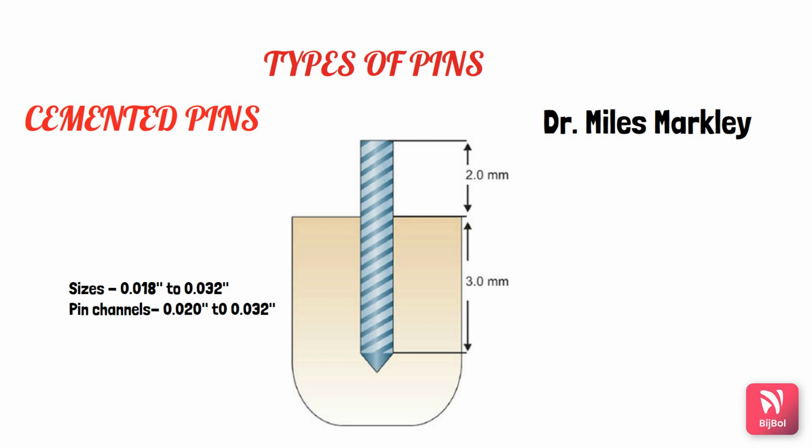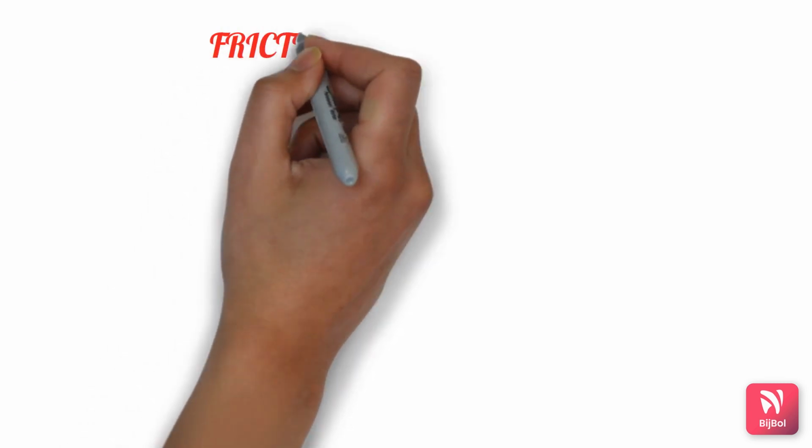That is, the pin size is less in size when compared to the pin channels. That's the reason they are luted with standard luting agents, and these are easy to place and they cause less internal stresses, but they are least retentive when compared to the other pins.